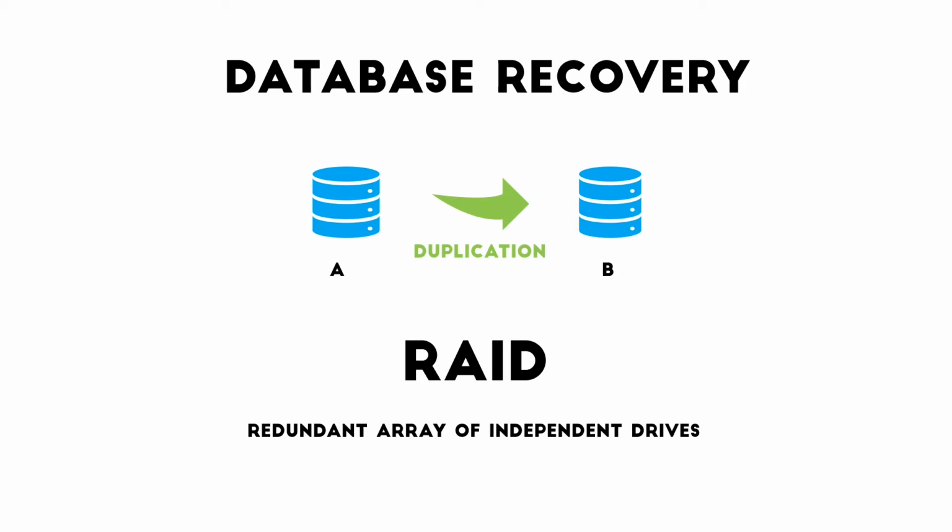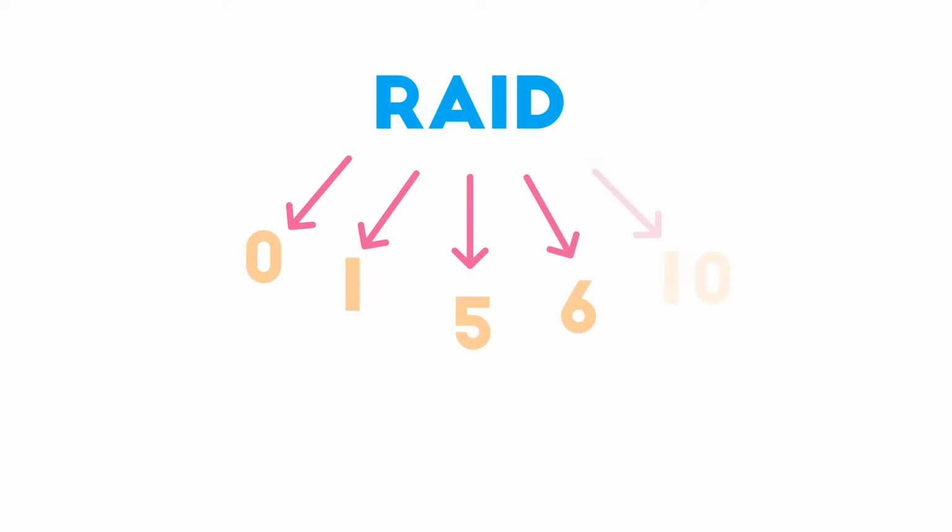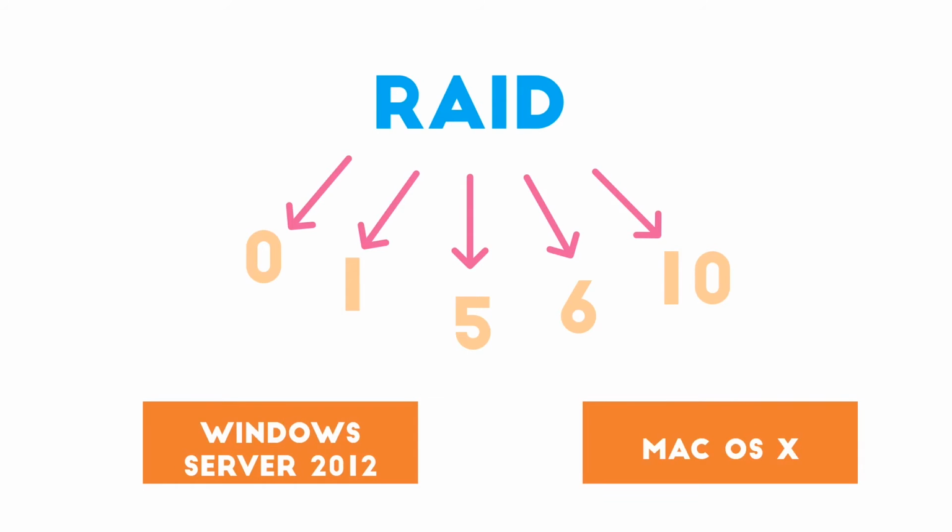RAID has many levels. Usually, a company will implement RAID level 5 and above to make sure of the safety of data in their system. So they are RAID 0, RAID 1, RAID 5, RAID 6, and RAID 10. RAID is software that controls the functionality of the drives and usually comes with Windows Server 2012 as well as Mac OS X.